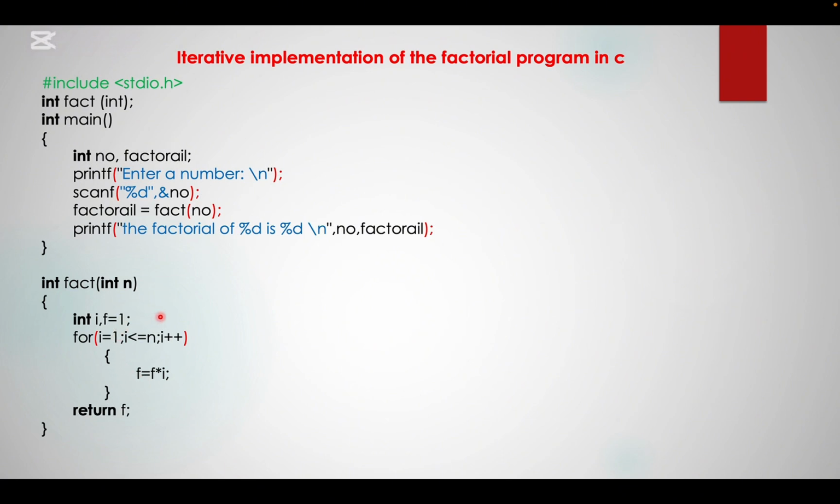It's going to continue until the value of i is equal to 5, and now the condition is met. So it will come out of the loop and is going to return f. Return f now will be the factorial of 5, because the value that we entered was 5, and it's going to return it.